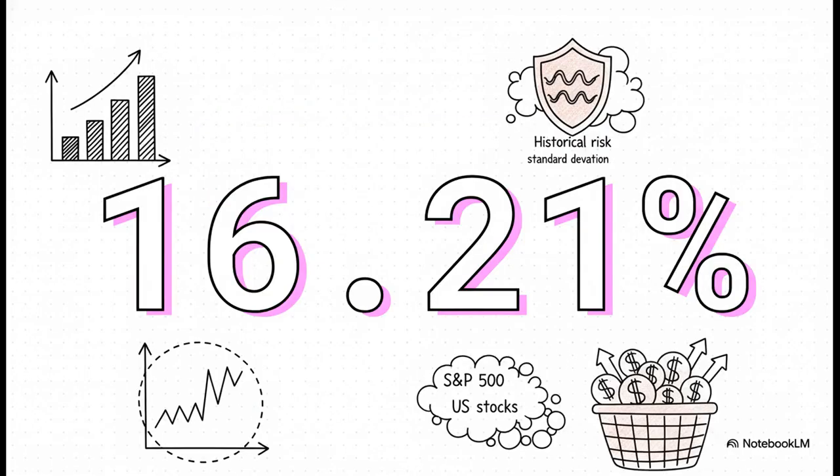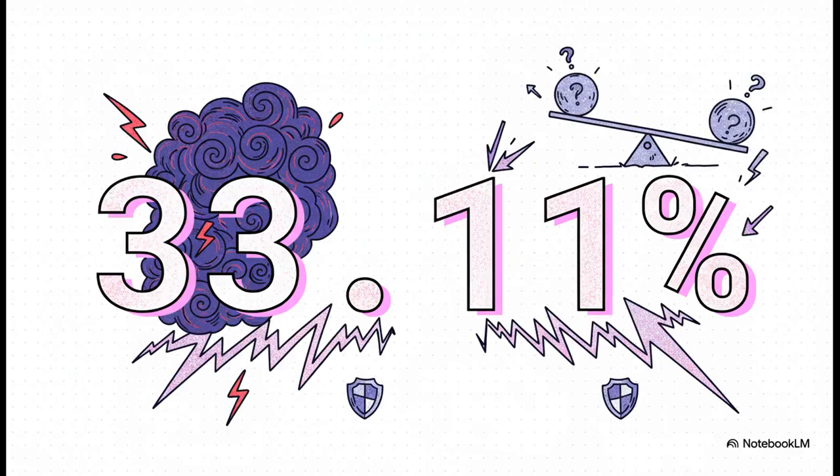Okay, now let's take this into the real world. Let's say you just invest in the S&P 500. Historically, the risk, or standard deviation, of that portfolio is about 16.21%. Now have a look at the risk for a portfolio of stocks from emerging markets. Whoa, at over 33%, it is way more volatile. A much riskier asset, for sure.